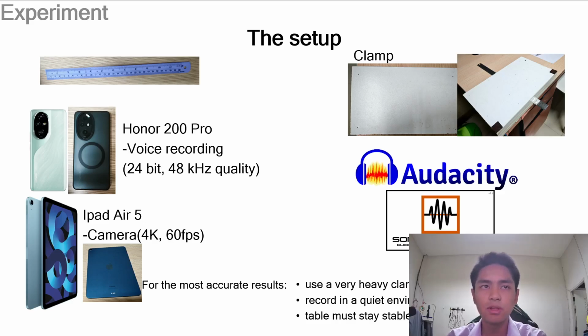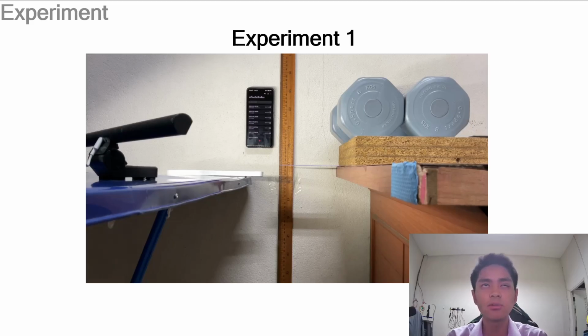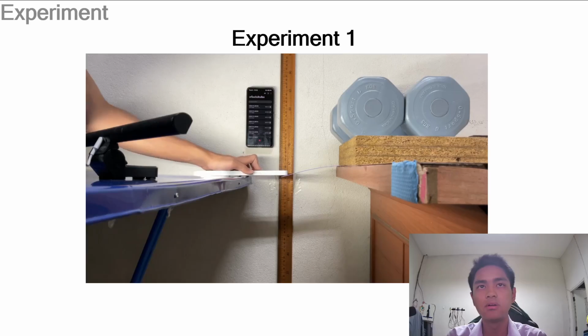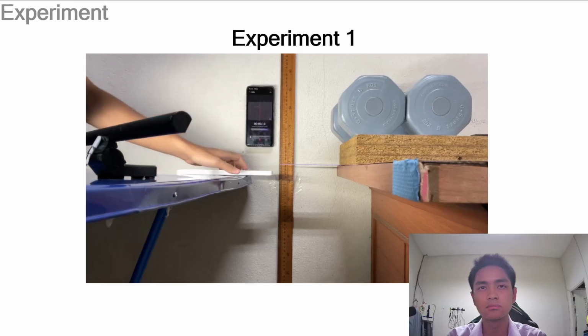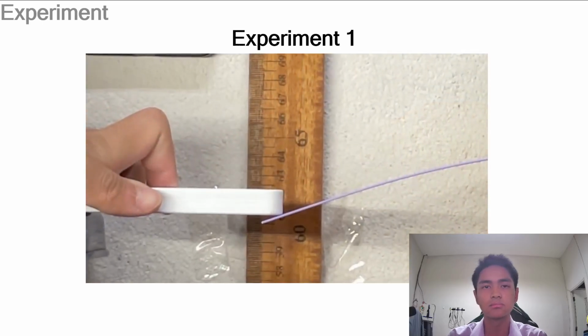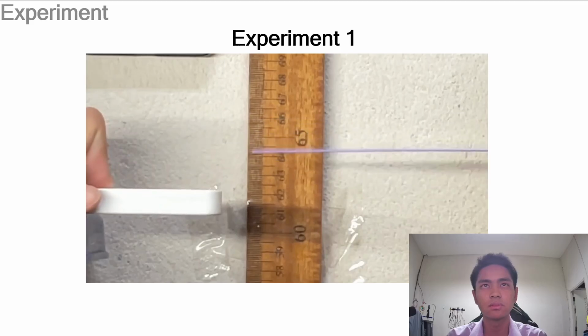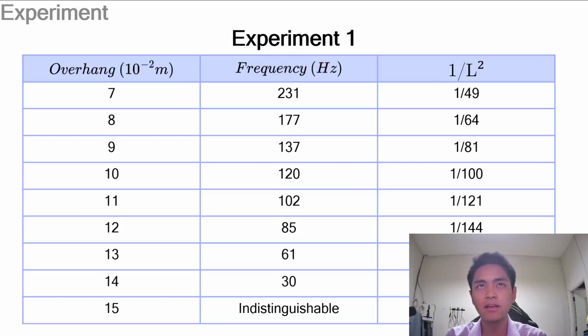Now we're going to experiment. The setup is shown right here. We have a phone for voice recording, we have a camera, and we're going to use two softwares to analyze our sound, Audacity and Sonic Visualizer. For experiment 1, we're going to vary the overhang.